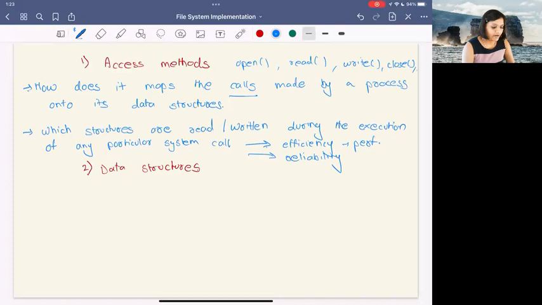So now that we have seen that we want to implement these access methods, implementing these access methods means mapping these system calls to the underlying data structures. And how we map this, or how we implement these access methods, would predominantly determine the performance of the storage system as well as the reliability of the storage system. So we see that we want to map these calls to the data structures. So what data structures do we want to use? That is also a very important, another critical decision, right?